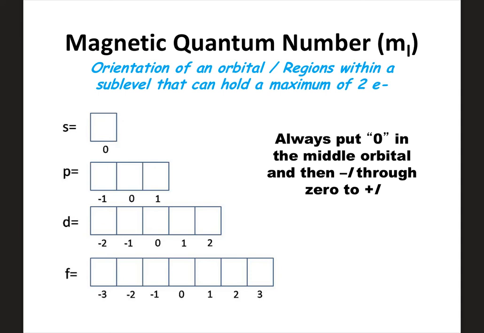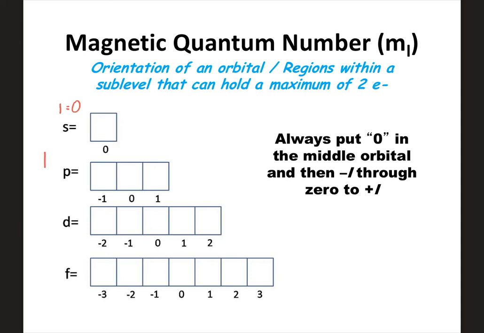So for example, if you have an S, the L value of an S is always L equals 0. So your only possible value for the magnetic quantum number for an S sublevel would be 0. And it makes sense. There's only one orbital for an S, so you would label an S orbital 0.